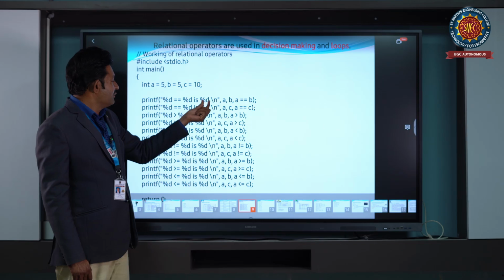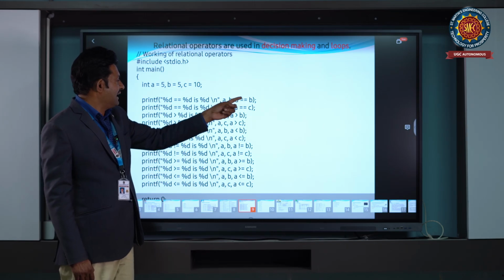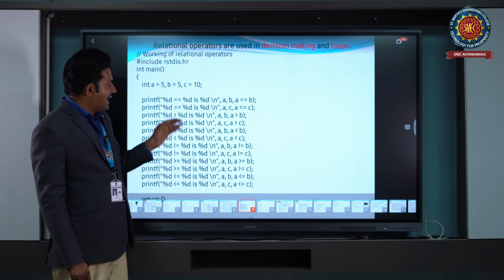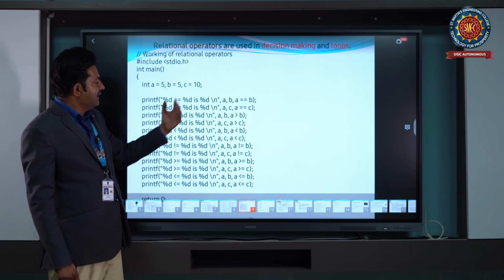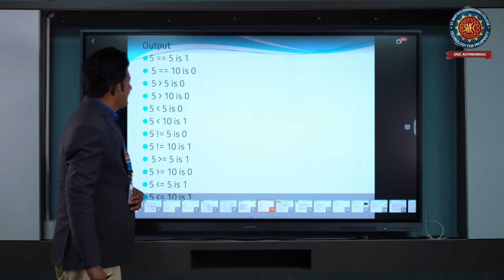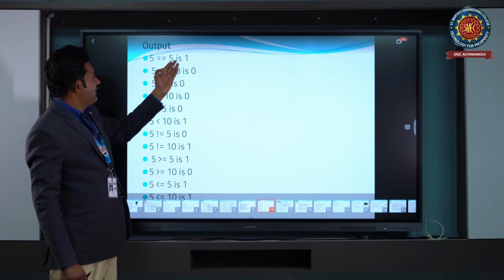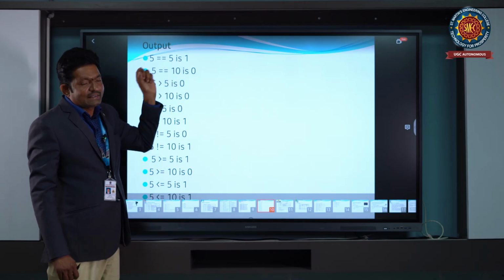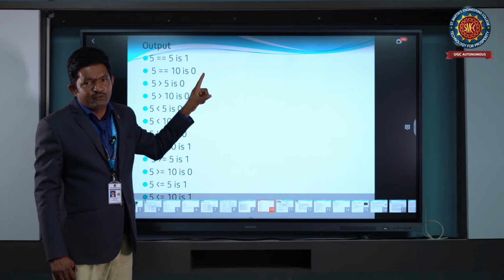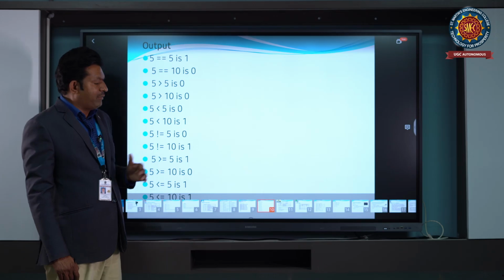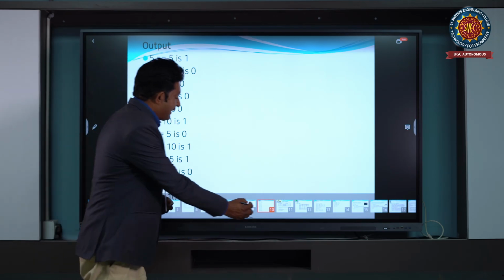A is equal to B, the condition is true, so it will print 1, or else it will print 0. Like that, based on the conditions, the expected values are: 5 is equal to 5 is 1, 5 is equal to 10 is 0, and 5 greater than 5 is 0, like that. If the condition is true, it will print 1. If the condition is failed, it will print 0. So it's all about relational operators.